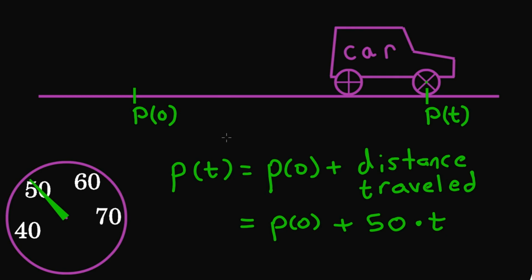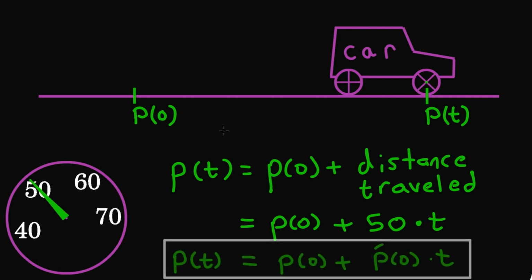Remember that P prime of t is the speed of the car at time t. Since the car is moving at constant speed 50 miles per hour, note that P prime of 0 is equal to 50. Now let's replace the 50 with P prime of 0. And we end up with this equation, P of t is equal to P of 0 plus P prime of 0 times t. When do you think this equation would fail? What assumptions were necessary about the speed of the car? This is what we'll talk about next.